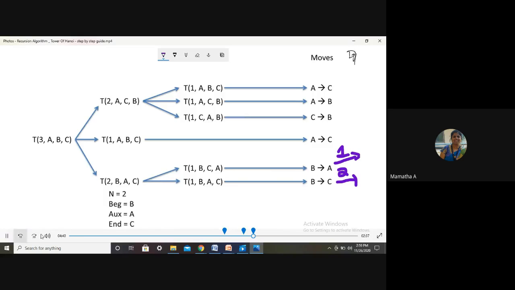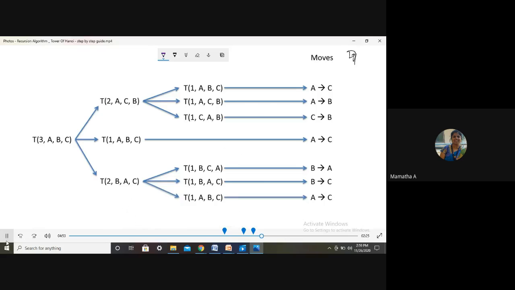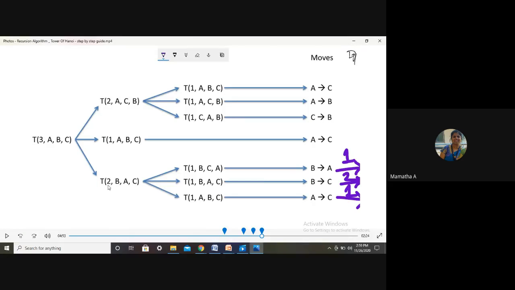Then at the last, students, the last one moves from which pillar to which? A to C. A to C. Very good. Okay, very simple. So here we are moving disk 1, here we are moving disk 2, and finally we are moving disk 1. So that means I am moving the two disks which are on B to C using A. Correct?